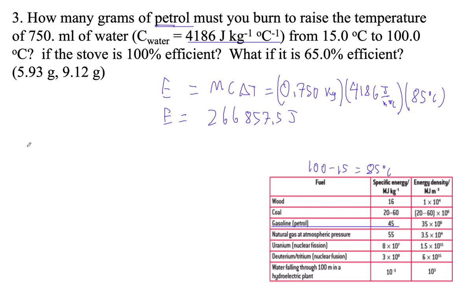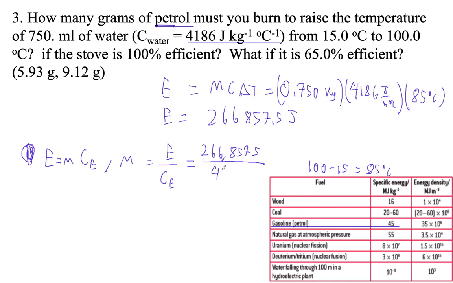So the energy is the mass times the specific energy, right? So therefore the mass is the energy you want divided by that specific energy, right? So that's going to be 266,857.5 divided by 45 times 10 to the 6. And this is joules per kilogram. The times 10 to the 6 is because this is mega.